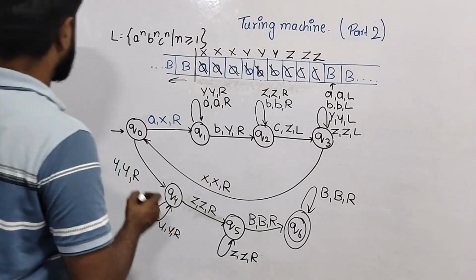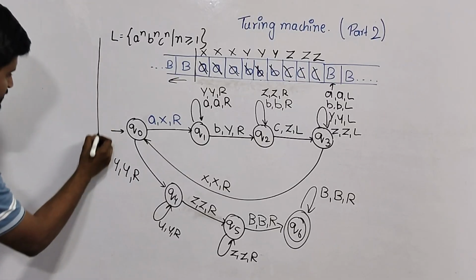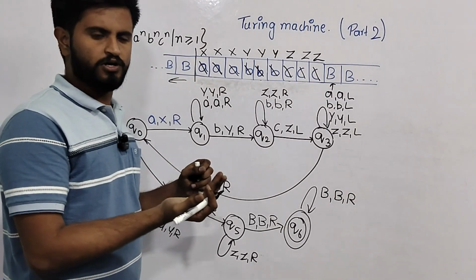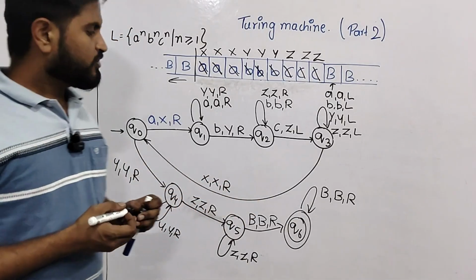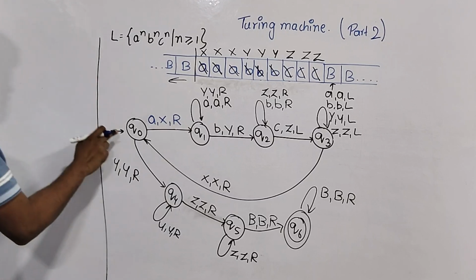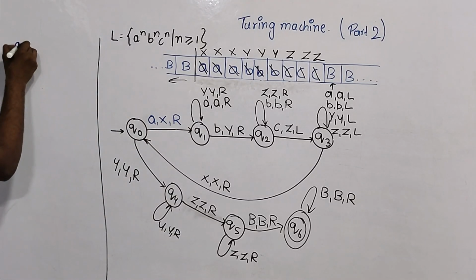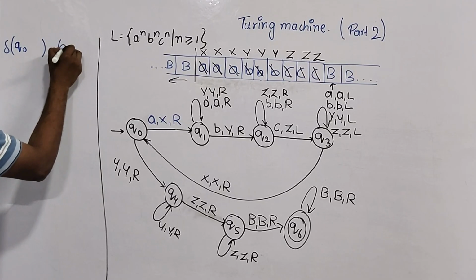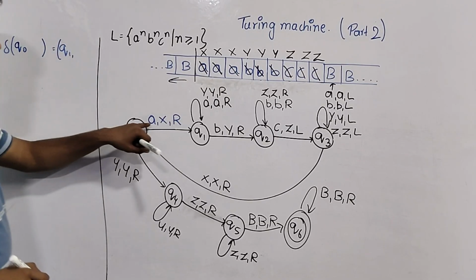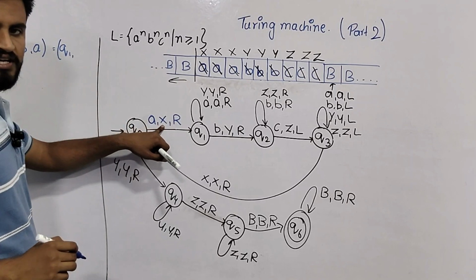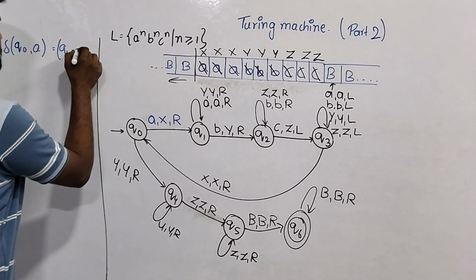If you want to write the transition states, I will show some of the transitions and how you can write them. So you can write all of them. If you see here, the first transition, from the starting state Q0, I went to Q1. So when I gave A as the input for Q0, it replaced it as X and moved towards the right side.